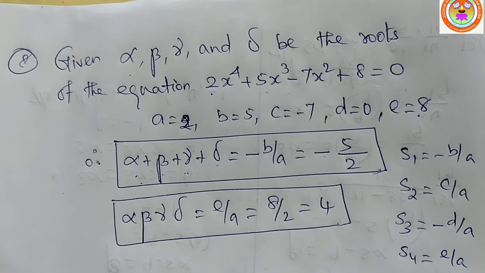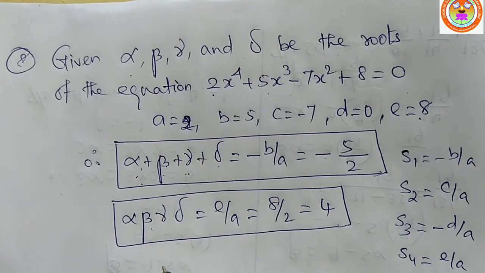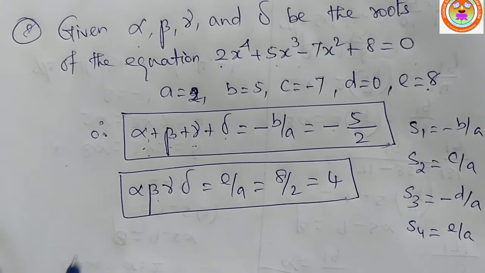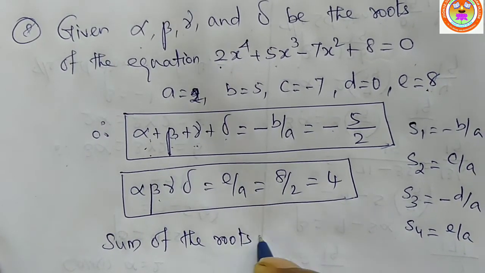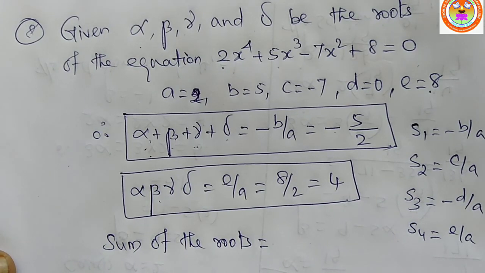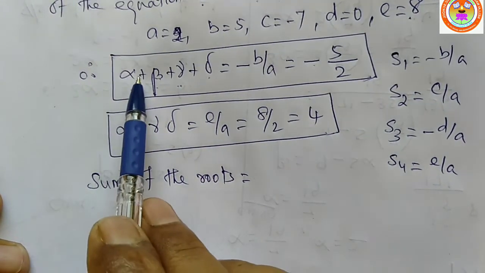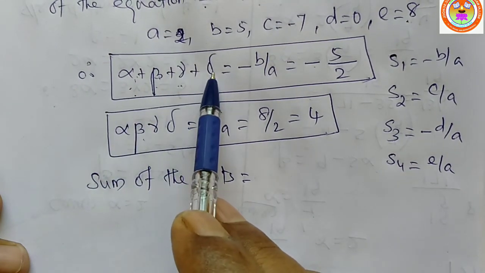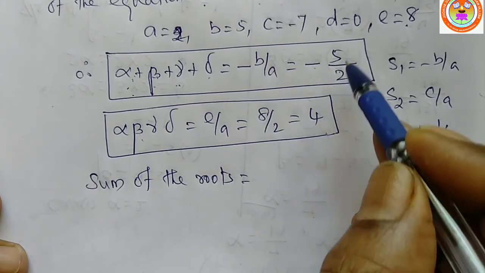Our aim is to find one quadratic equation whose roots are these two. So now we are going to find out the sum of the roots. The reason is, the general format of the quadratic equation is x square minus sum of the roots into x plus product of the roots is equal to 0, right? That is why first we are going to find out the sum of the roots. One root is alpha plus beta plus gamma plus delta. Another one is alpha beta gamma delta. It is given in the question.